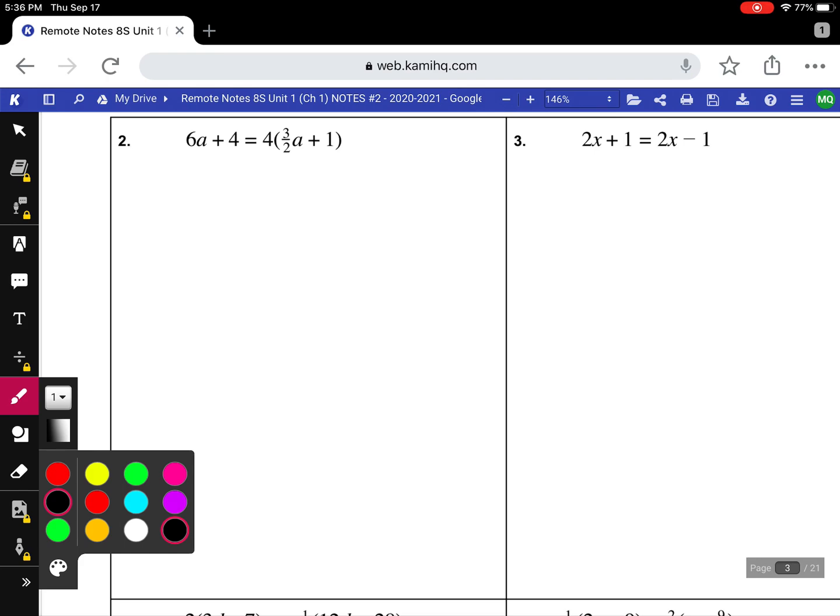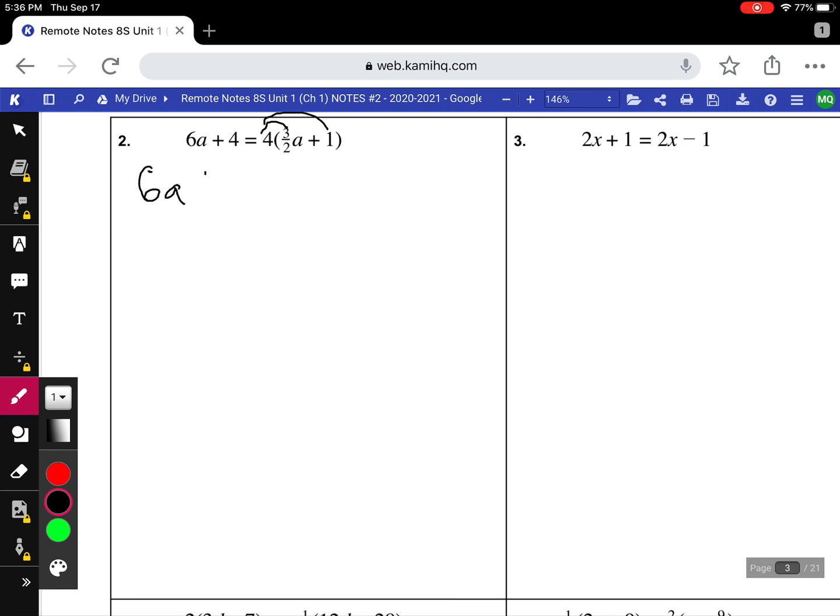You're going through your mental checklist. The first thing you do is the distributive property. And you can see I have that right here. So I'm going to go ahead and rewrite it. 6a plus 4 equals, if you need to do that on the side, feel free, 4 times 3/2. That becomes 6 equals 6a plus 4. Right away, you guys should have a clue. Both sides are equal. We're probably going to have all real numbers, okay? But you have to solve it out.